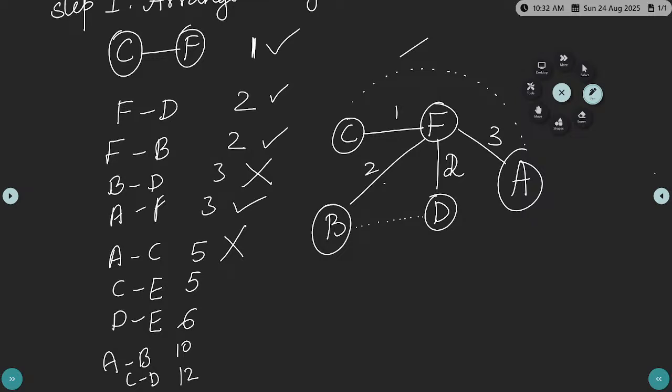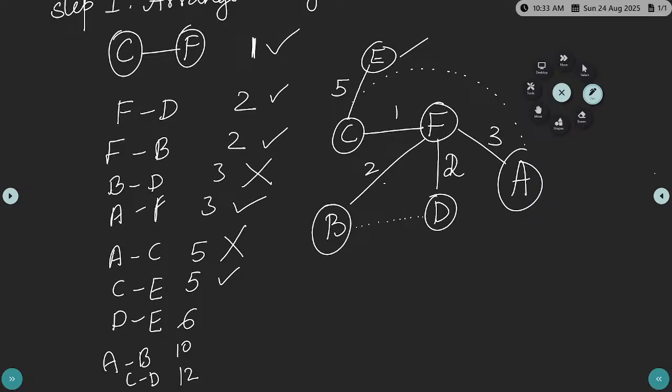Okay. Next one, C to E. Is there any E here? No. So I am taking E here, or I can take it here, C to E. What is the value? 5. So I am going to consider this edge. Check all the vertices are added. You can stop here. You have to check for all the different edges also.